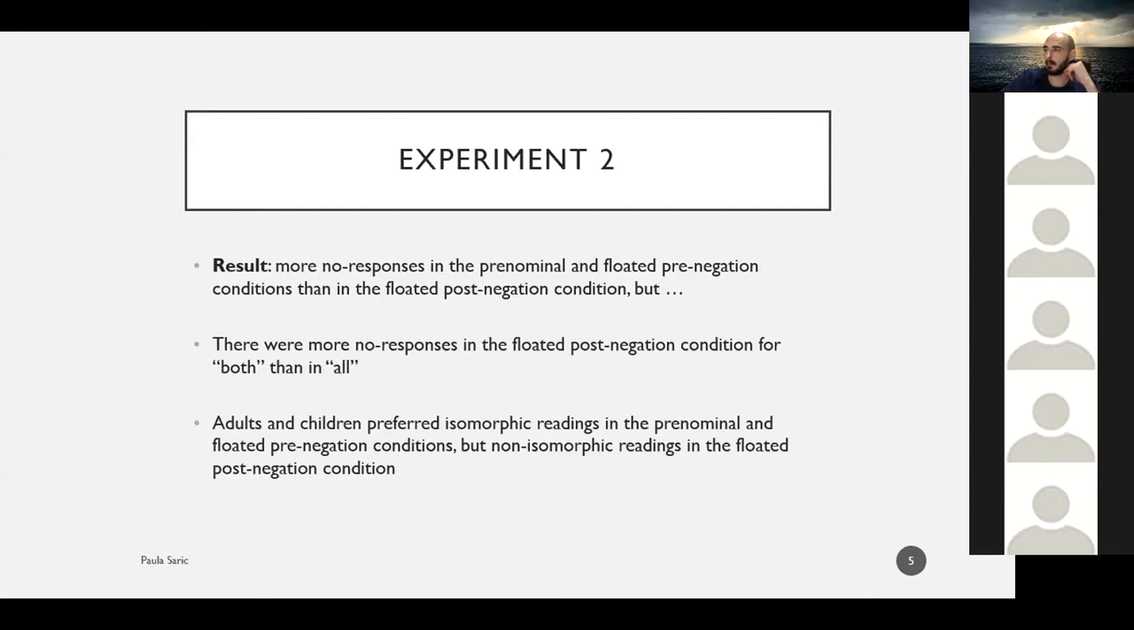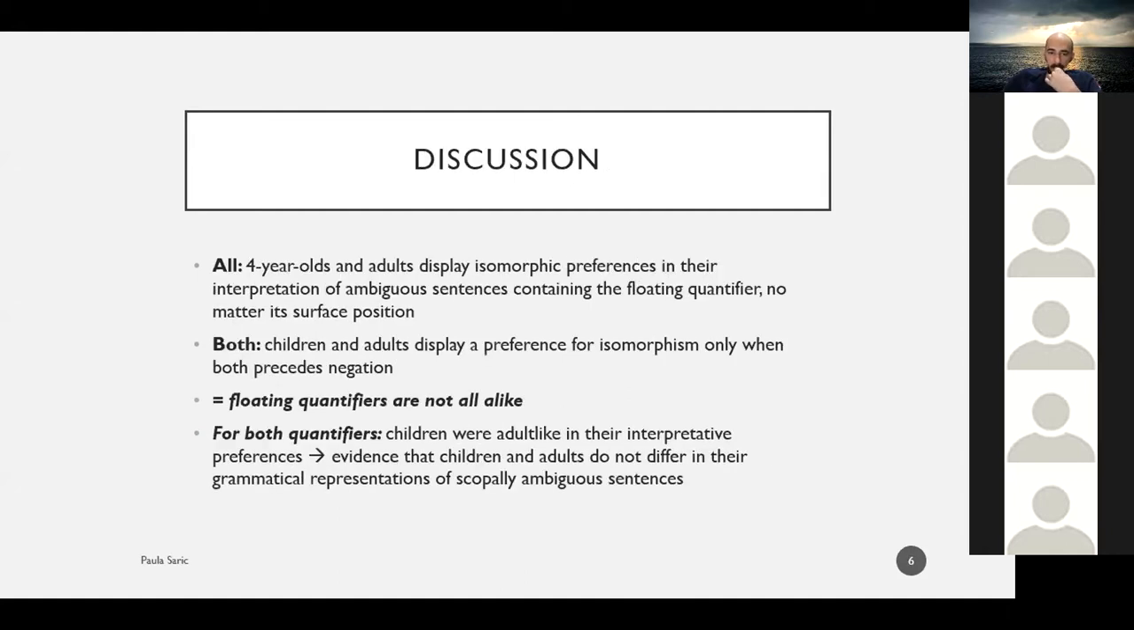And the proportions of no responses indicate that adults and children generally preferred isomorphic readings in the first and second conditions, but non-isomorphic readings in the floated post-negation condition. So the participants showed a preference for the wide scope reading of both in all three conditions. The first and the second experiment demonstrate that it is possible to hold factors constant while testing the comprehension of scopally ambiguous sentences.